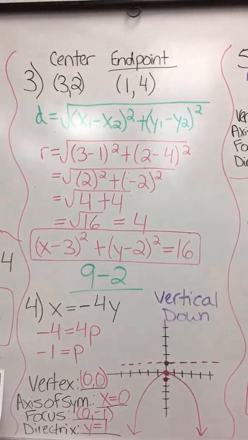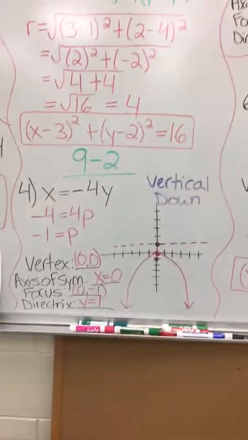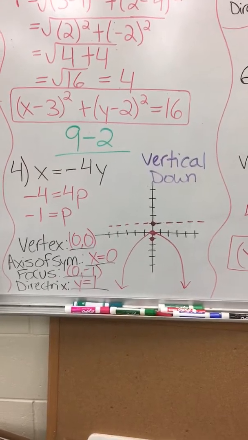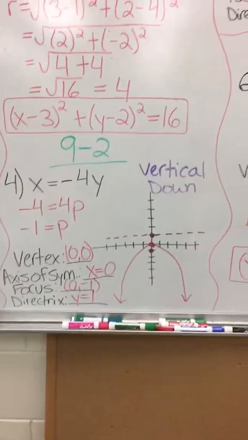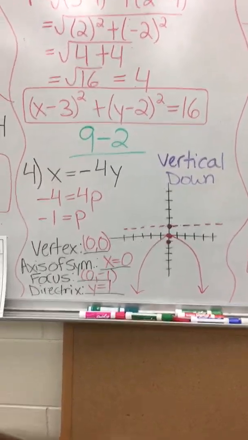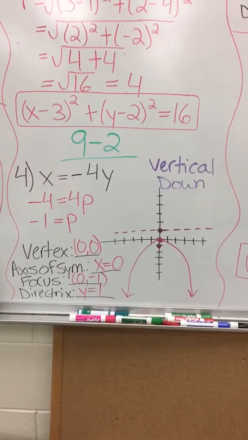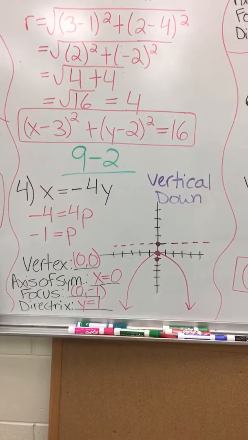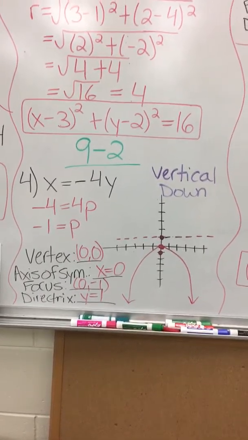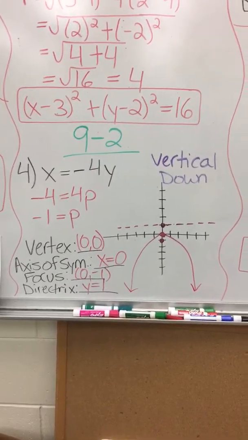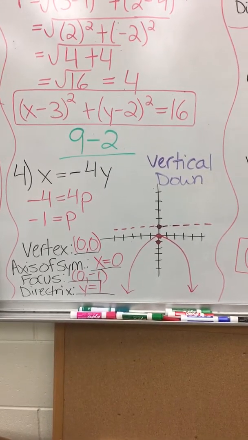So that was circles. Now for 9-2, we are moving on to parabolas. Remember, it's going to either open up, down, left, or right. In this case, you're given the equation, and then you have to figure out your vertex, your axis of symmetry, your focus, your directrix, and then graph it. So in this case, we have x equals -4y.